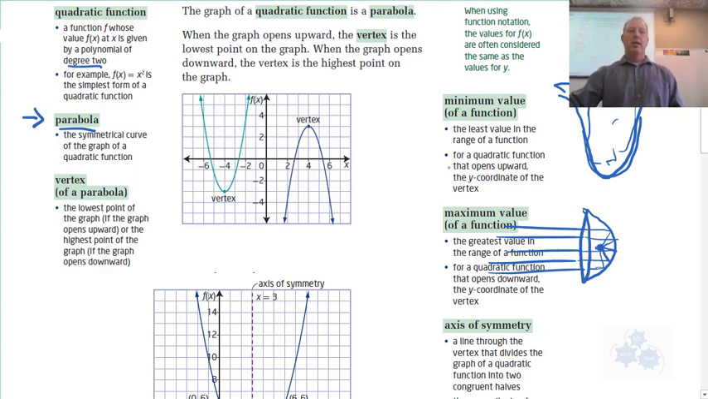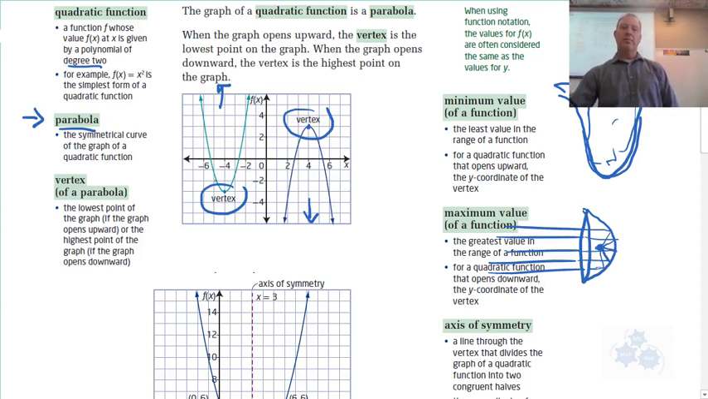Okay, so another main feature of a parabola is the vertex. The vertex would be either the maximum point of a parabola, a quadratic function, or the minimum point of a parabola. Now, parabolas can open upward or they can open downward. So this is obviously opening upward, and this is obviously opening downward. And we're going to talk about the parameters that cause this to happen. That's what we're going to talk about today.